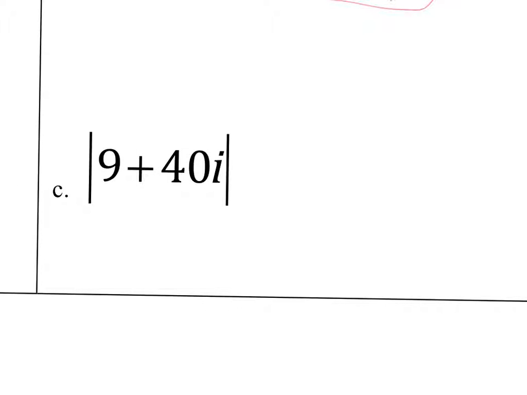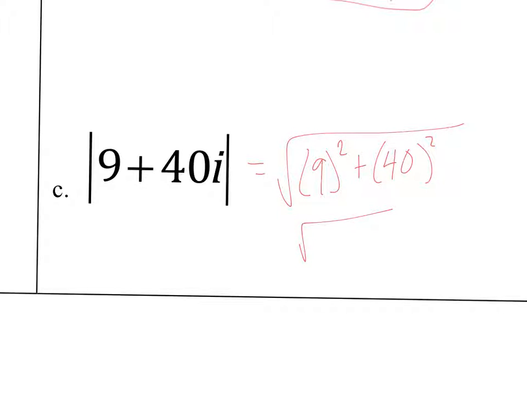Finally, we've got an absolute value of a complex number. We defined this as the Pythagorean theorem. So we've got to find 9 squared plus 40 squared. And that's going to turn out to be 81 plus 1600. Is that 60? Yeah, 1600. 1681, which, if I'm not mistaken, should come out to be 41.